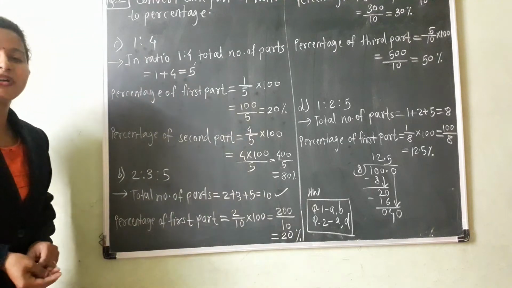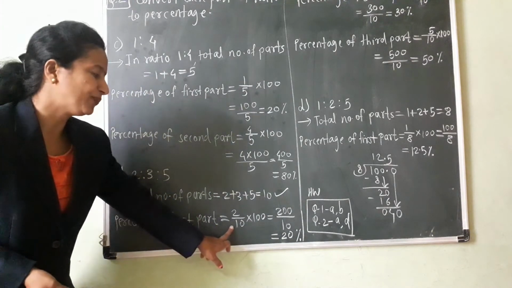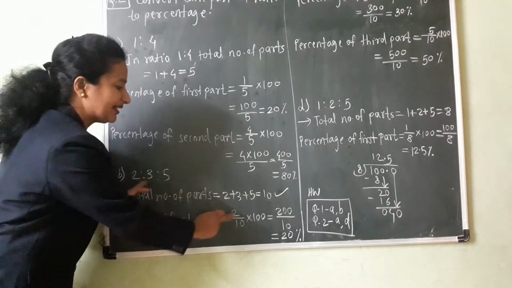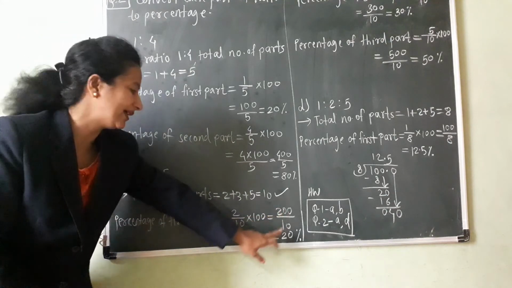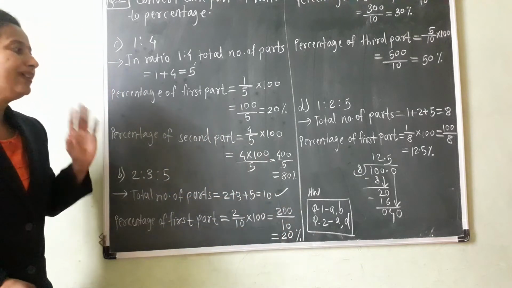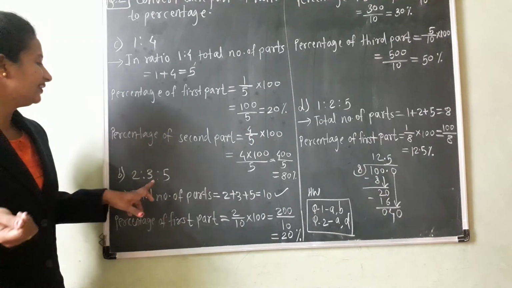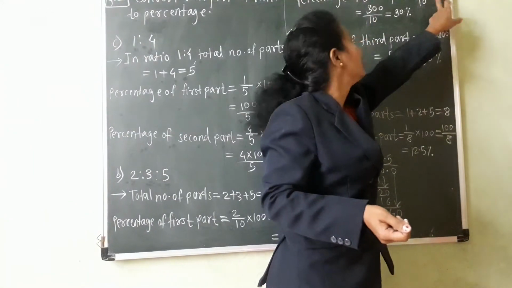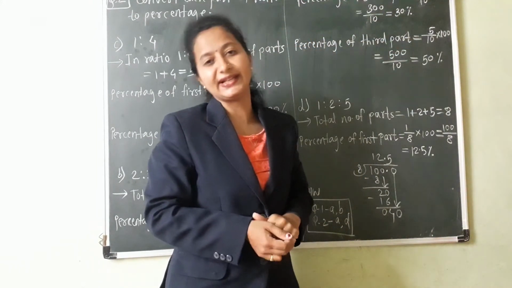We have to find the percentage for the first part. So it's 2 upon 10. Why 10? Because the total parts are 10. The first part is 2 as it is. Multiply by 100. 100 multiplied by 2 is 200 upon 10. So 20% is the first part. Now we'll find the percentage for the second part. Obviously it will be 3 upon 10 multiplied by 100. So it's 300 upon 10. You will get 30% as the answer.